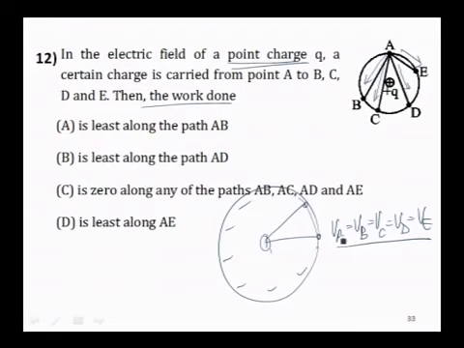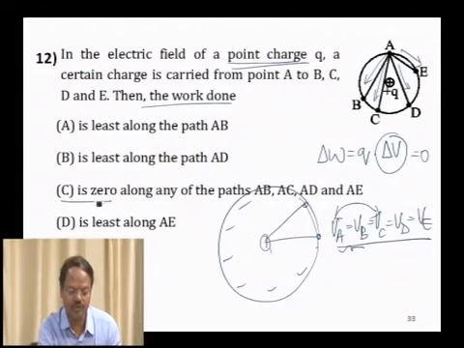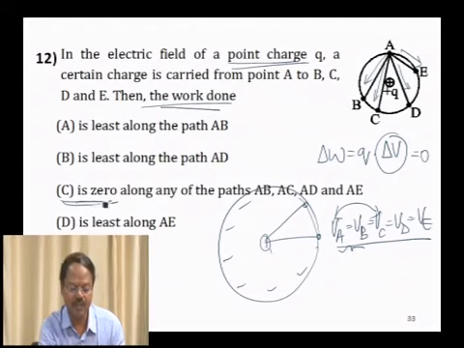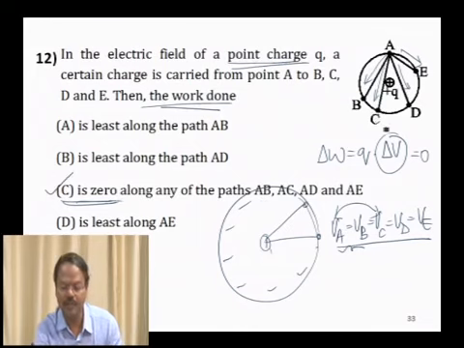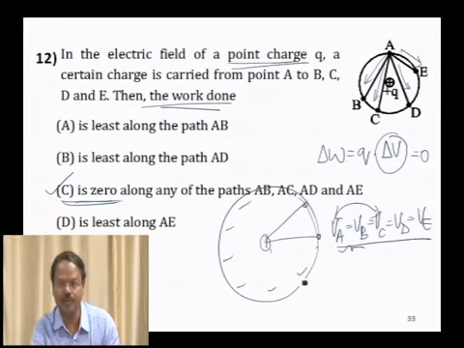Then the next thing, whenever any charge is moved, whatever the path, the work done is charge times potential difference. You take any path, A to B, potential is the same. You take A to C, potential is the same. Like that, for all the 4 paths given, this potential difference is 0, and therefore work done is 0 for all of them. So you have to choose this option: the work done is 0 along any of the paths AB, AC, AD and AE. All of them are 0 because they are all points at the same potential.